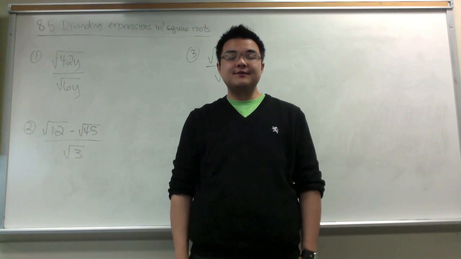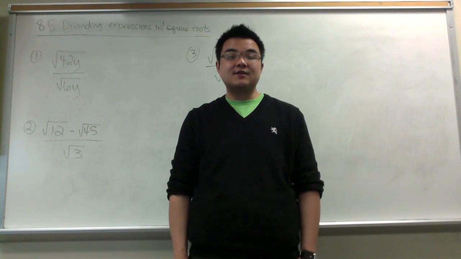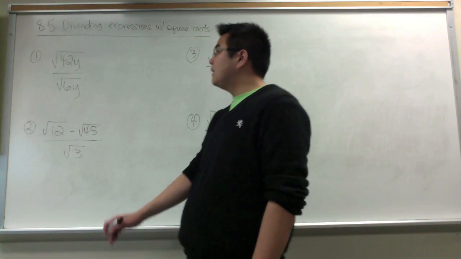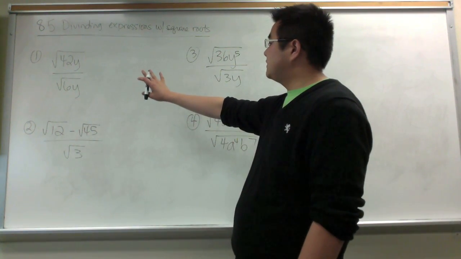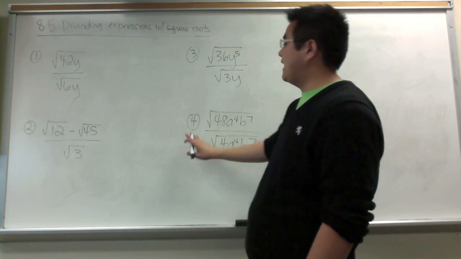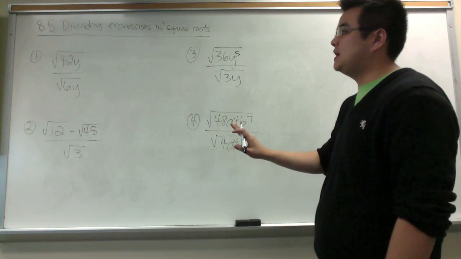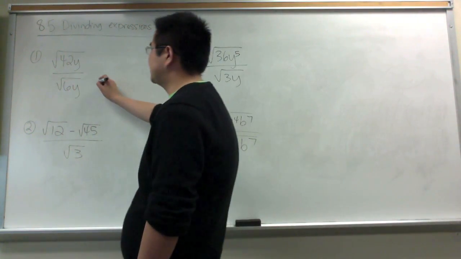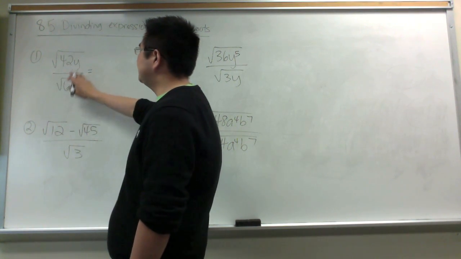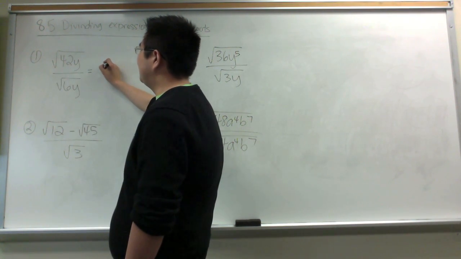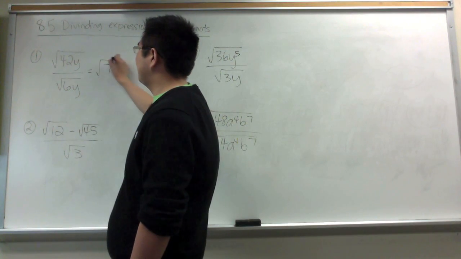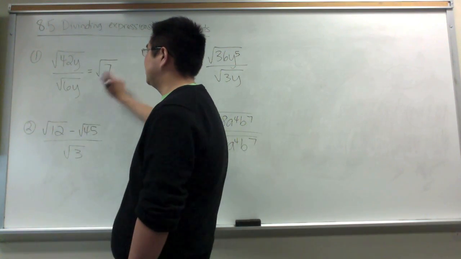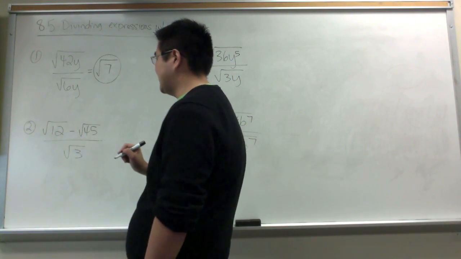These are the video notes for section 8.5, dividing expressions with square roots. We did something very similar to examples 1, 3, and 4 in section 8.2, so this is a review where we're going to reduce the fraction or divide. So 42y divided by 6y would be 7, and we would keep the radical because we have the radicals here, so this would be root 7 as your final answer.